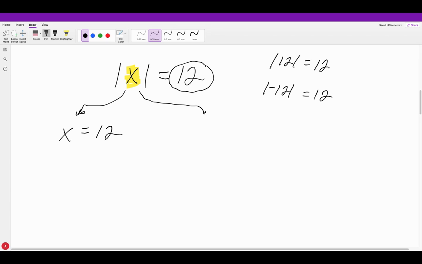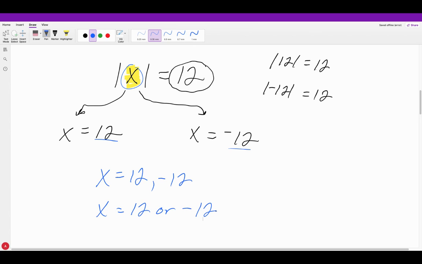Then we create a second case because we know that x can also be negative 12 and still give us an answer of 12. So we take whatever's on the inside of this absolute value, in this case x, and we're creating two problems. We take the answer that it's set to and set it equal to that, and then we take the opposite, the negative, and set it equal to the other. Since this was just x inside of our absolute value, our two answers are x is equal to 12 or x is equal to negative 12. We can write it as x is equal to 12, comma, negative 12, or you can say x is equal to 12 or negative 12 if you really want to. But you should always rewrite these as one answer, like this.